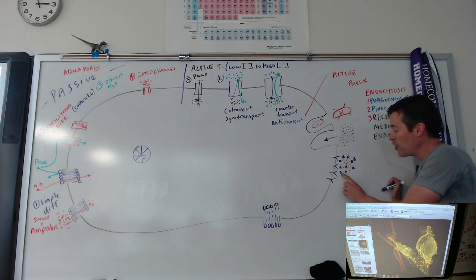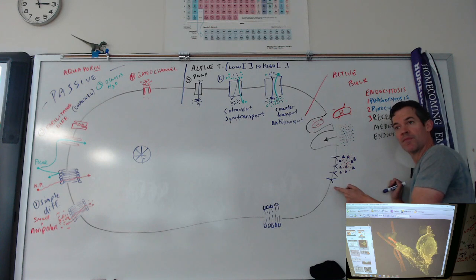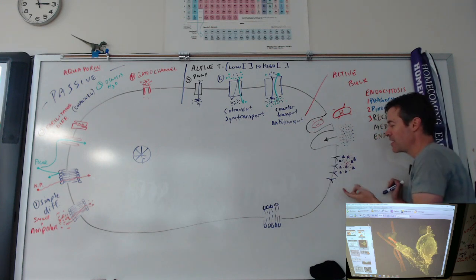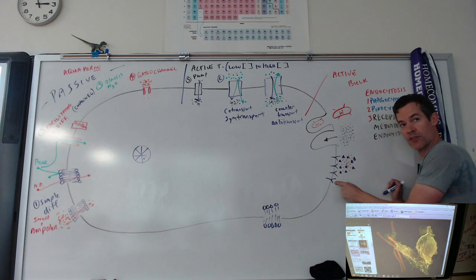So now, those purple triangles, if they bump into those receptors, they'll stick. And then if I pinch inward, I'm more likely to get at least 1, 2, 3, 4 triangles.